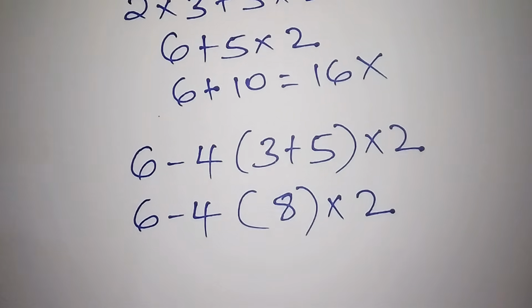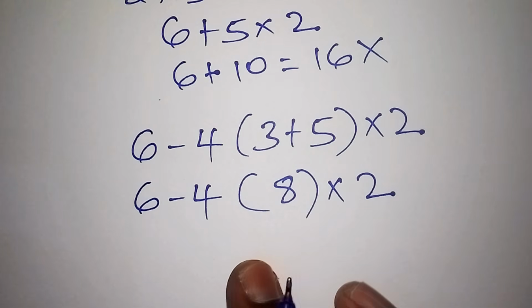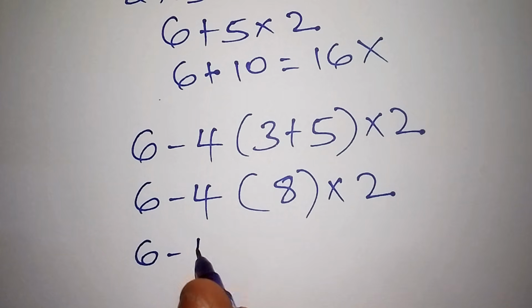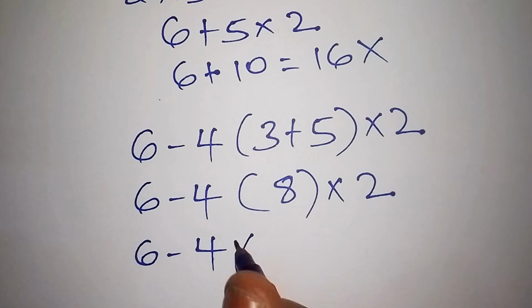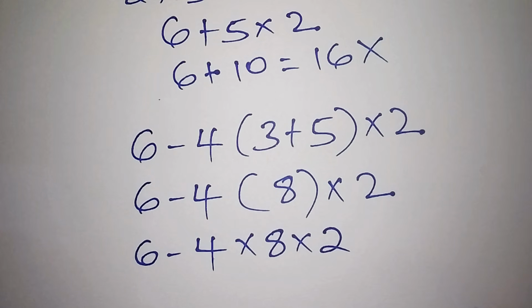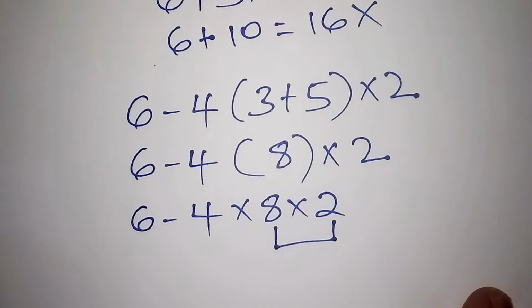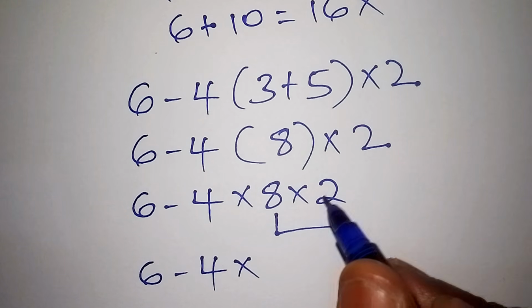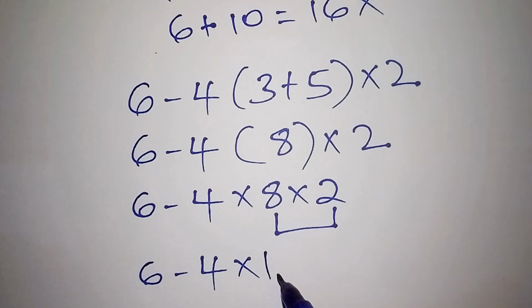So from here, we rush to working out, or we shall still open the bracket. So that is 6 minus 4, then when you open the bracket, it becomes multiplied by 8, then times 2. So now 6 minus 4 times 8 times 2. So now we shall move to this side for multiplication. That is 6 minus 4, then multiplied by 8 multiplied by 2 is 16.